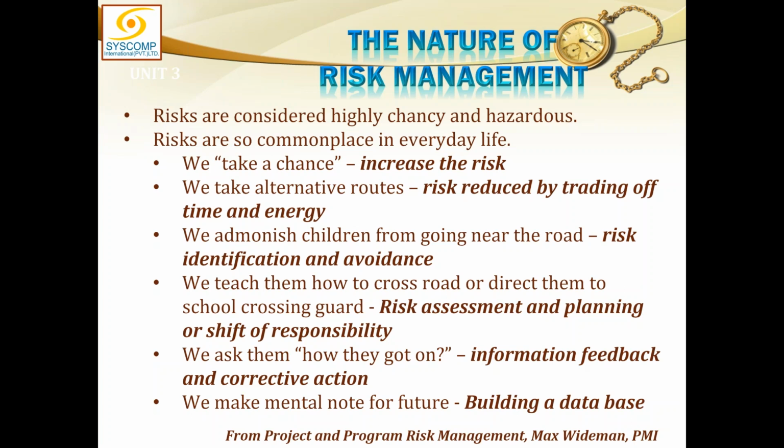I am reducing the risk by changing my path. We admonish children from going near the road. Normal case, we admonish children from going near the road. Why? We are first of all identifying the risk to the child, that road is very dangerous, and then we are telling him not to go there, is the risk avoidance.